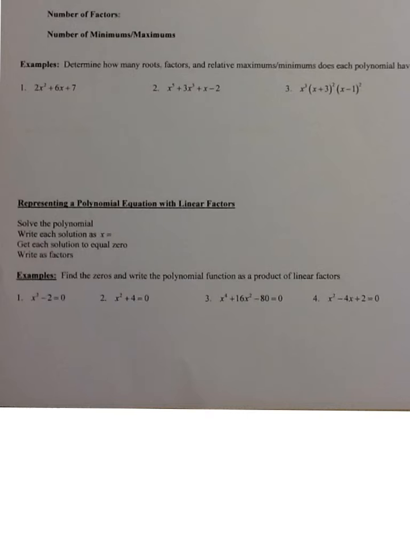So my degree here is 7. So therefore, I will have 7 roots. I will have 7 factors. And I will have 7 minus 1, so 6 mins and maxes.